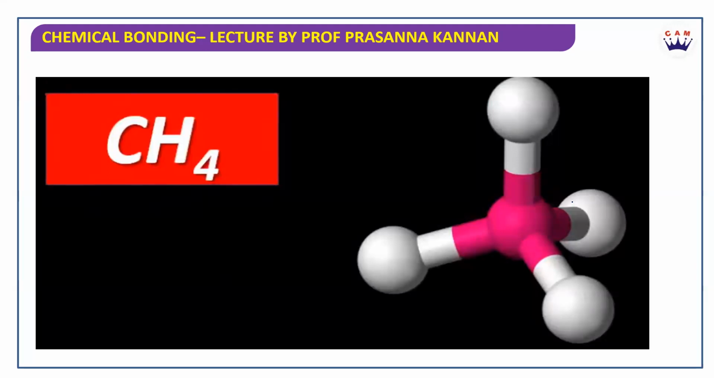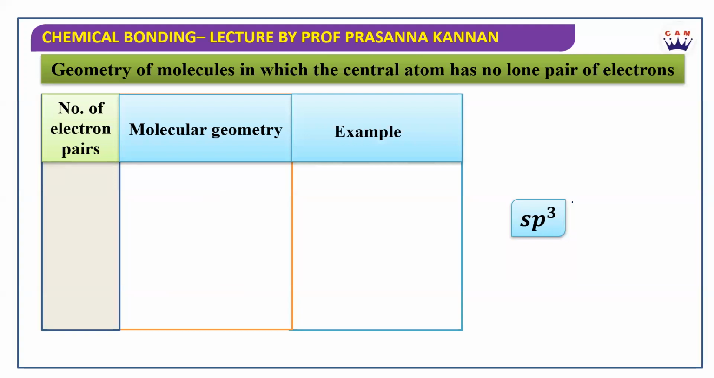Methane. Okay, how many bond pairs? Four bond pairs. How many lone pairs? Zero. Very good. What kind of hybridization? sp3. So four bond pairs, and the molecular geometry is tetrahedral.